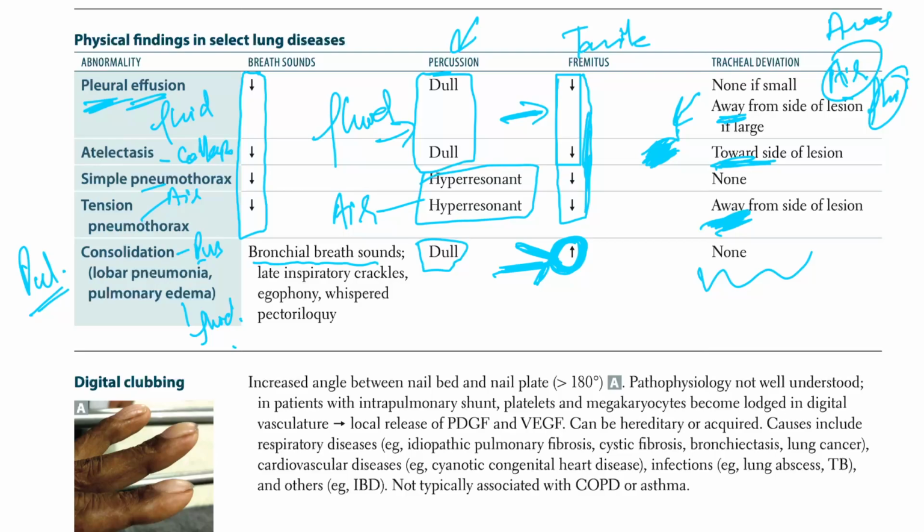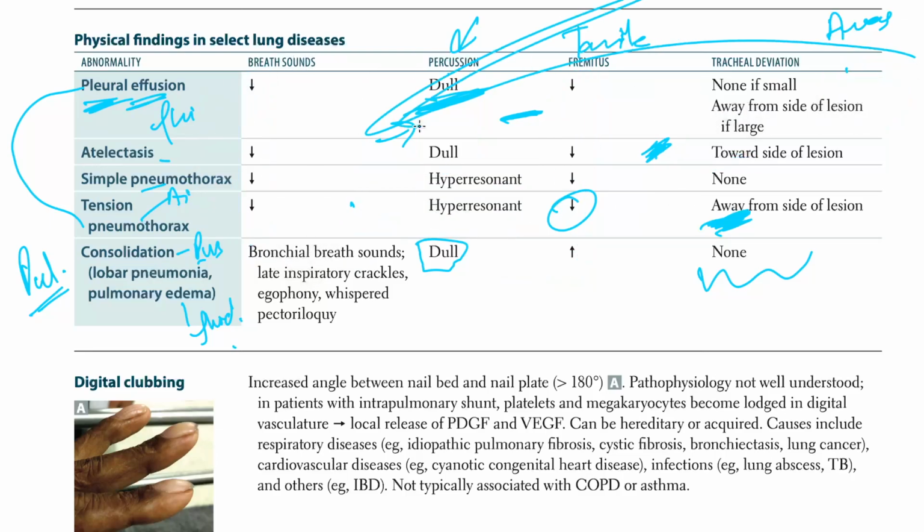But how do you differentiate these two? Because tactile fremitus is decreased in both. Breath sound is decreased in both. How do you see the difference between these two then? The only difference is going to be hyperresonant and dull percussion. So here you have hyperresonant, and over there you have dull percussion. So again, fluid is going to be dull. So let's actually erase all of this and make things simple.